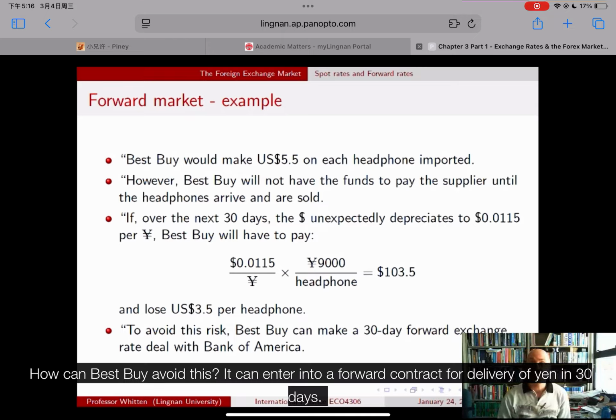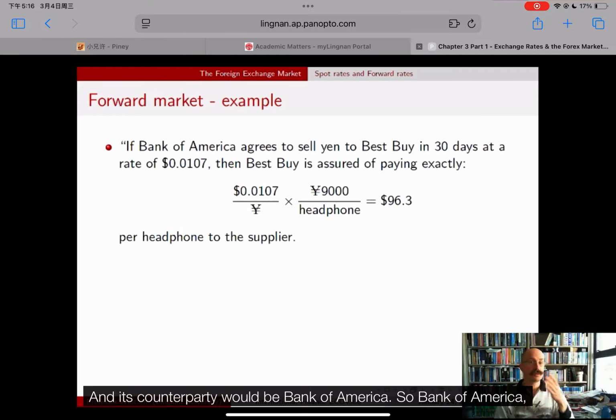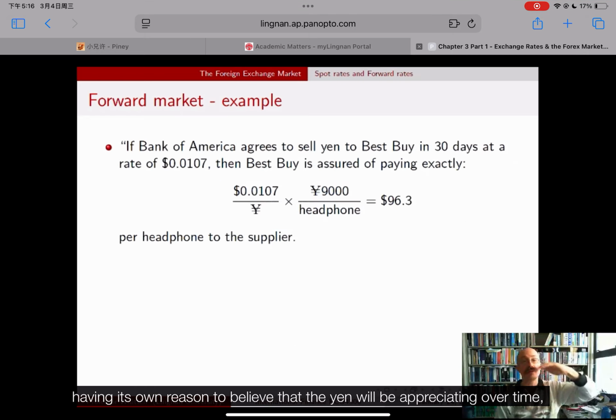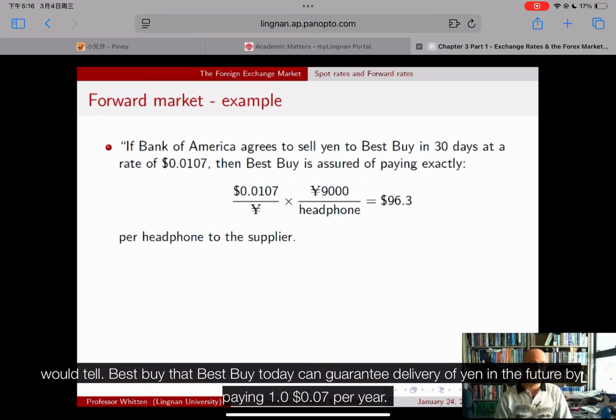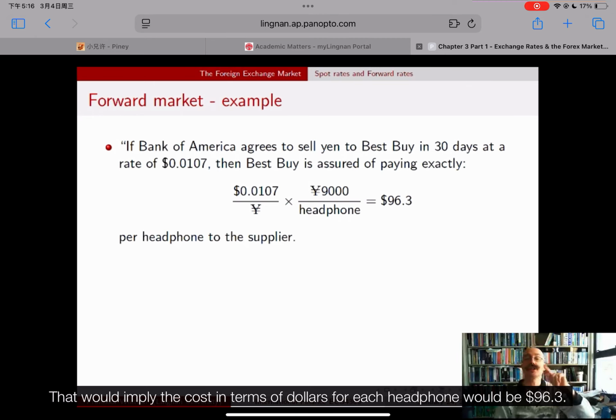It can enter into a forward contract for delivery of yen in 30 days, and its counterparty would be Bank of America. So Bank of America, knowing that this is a service that is valuable to Best Buy, and also maybe having its own reason to believe that the yen will be appreciating over time, would tell Best Buy that Best Buy today can guarantee delivery of yen in the future by paying 1.07 cents per yen. That would imply the cost in terms of dollars for each headphone would be $96.3.